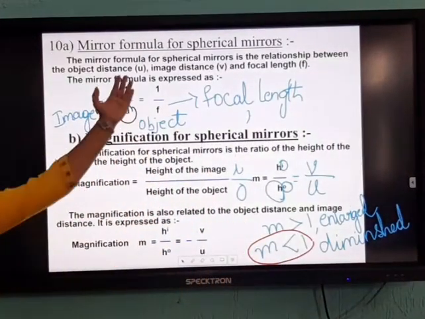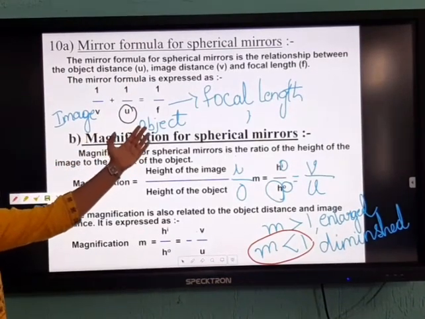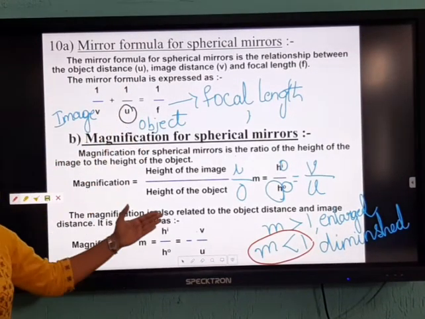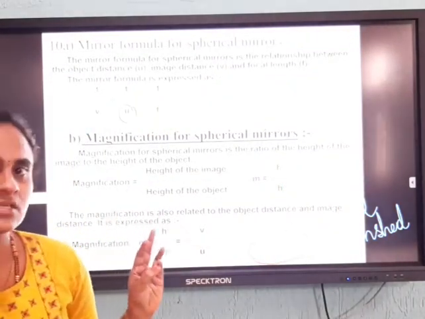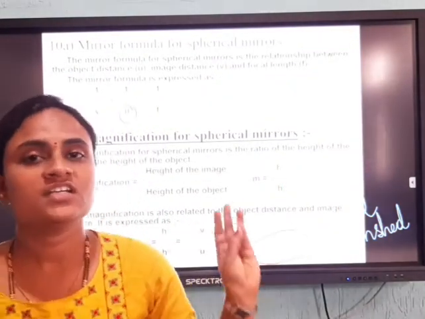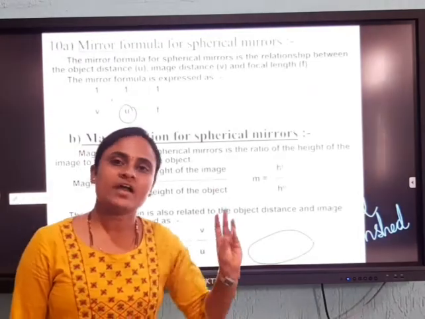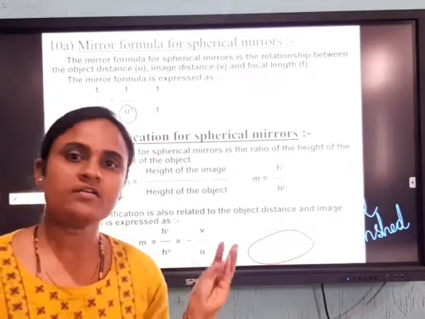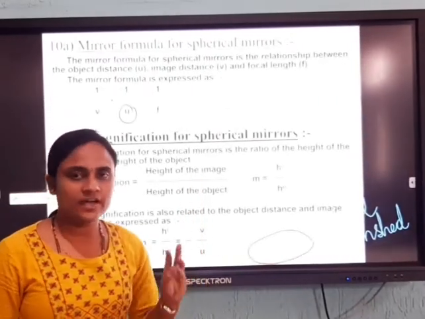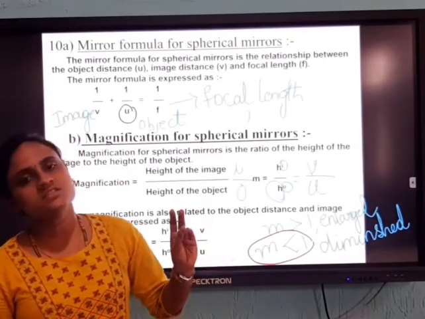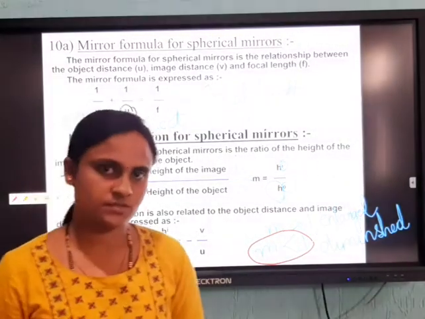Now you know the formula to find the mirror, that is the mirror formula, and the magnification. Both formulas you know: 1 by f equals 1 by v plus 1 by u, and one more, that is magnification of the image is given by hi by h naught or v by u, where this represents the height of the image by height of the object, or image distance by object distance. Clear?